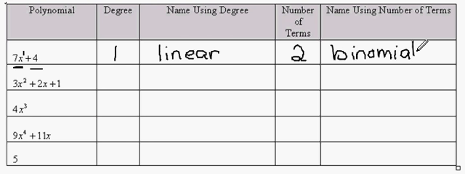Now in the second equation, we have 3x squared plus 2x plus 1. We look at the biggest degree, which is 2. And when it has a degree of 2, we call that a quadratic.